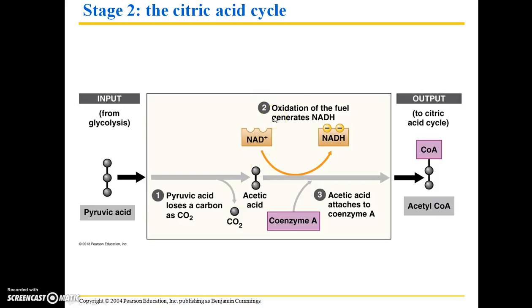Then we have oxidation of the fuel generating NADH. So we have NAD+ being reduced to NADH. Finally, we have coenzyme A coming in to help, and the acetic acid is going to attach to that coenzyme A. The output of this process, which will enter the citric acid cycle, is acetyl CoA. So it's just acetic acid with that coenzyme A attached to it.